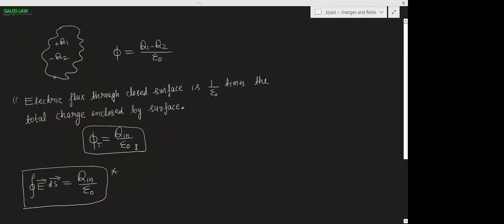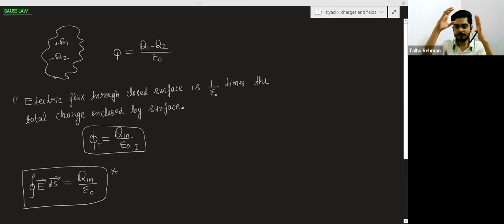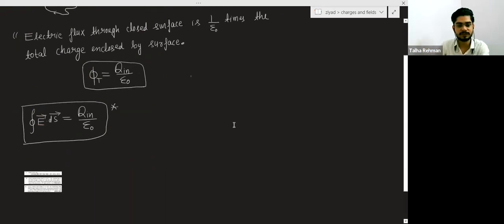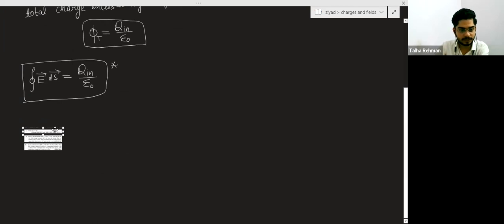Gauss law says that if you have a closed surface and you want to calculate the total electric flux passing through that closed surface, then you take the total amount of charge inside that closed surface and divide it by epsilon naught. That will be your total electric flux.